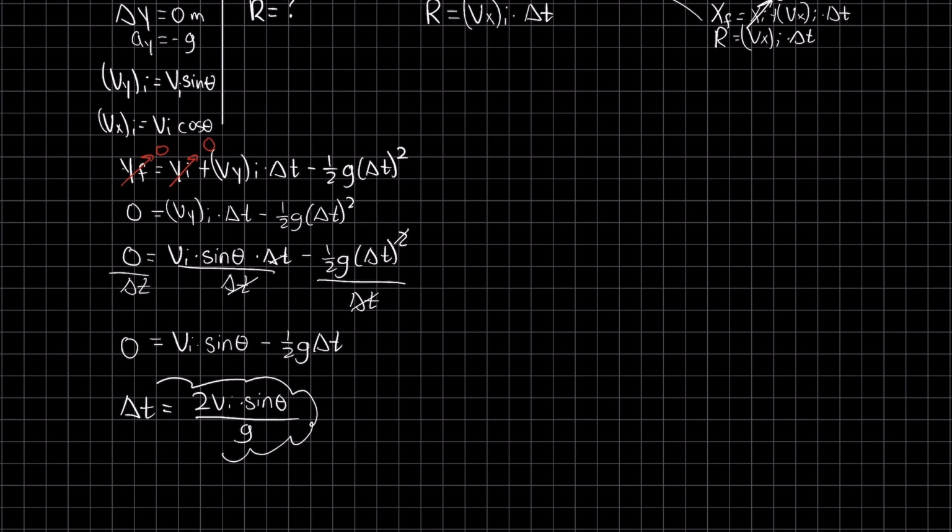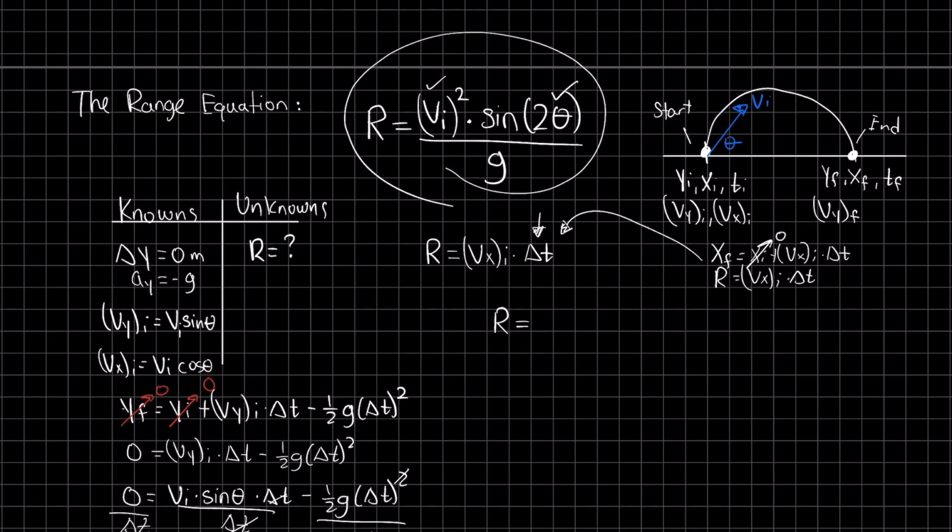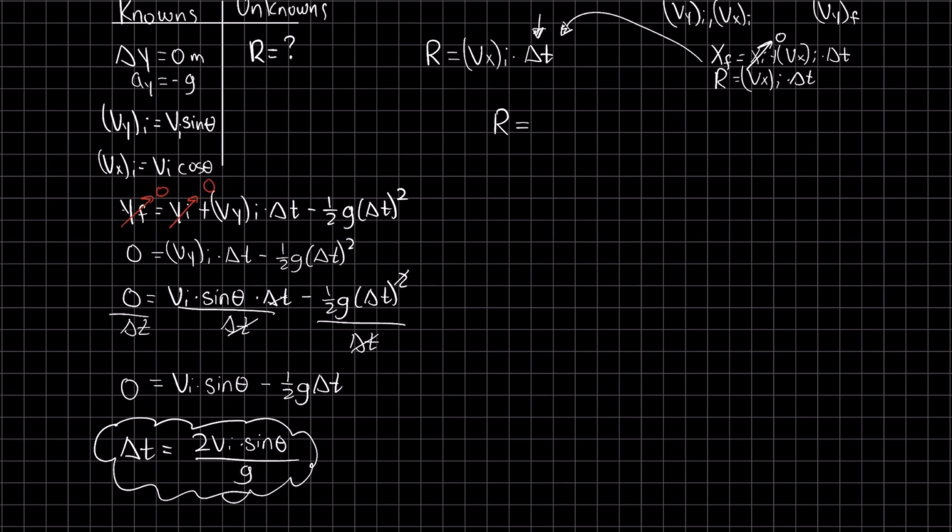And this is what I'm going to plug into my range equation over here, and I'm going to develop this range equation that I gave you at the beginning. So my range is equal to the initial horizontal velocity. Well, I know that that is vi cosine theta, and I'm multiplying this by delta t. That is 2 vi sine theta over g. So let's multiply these out.